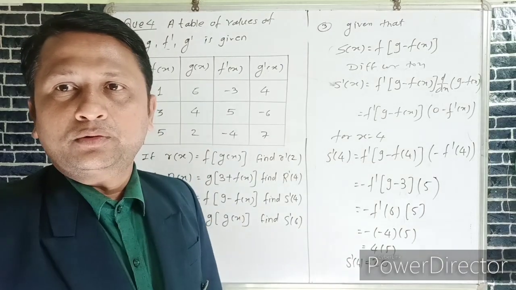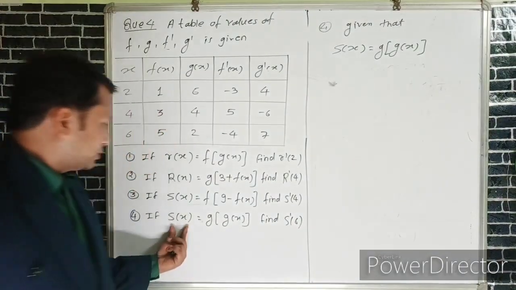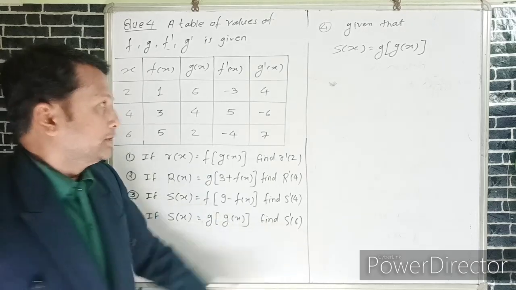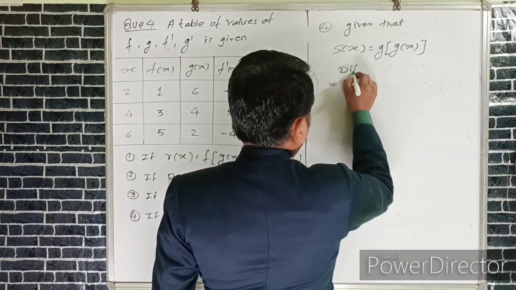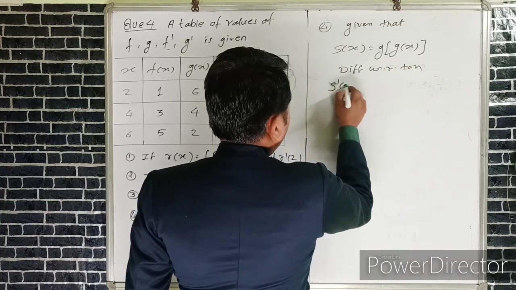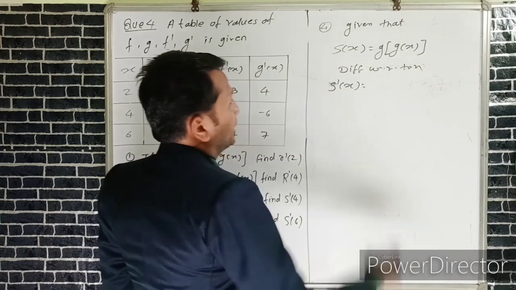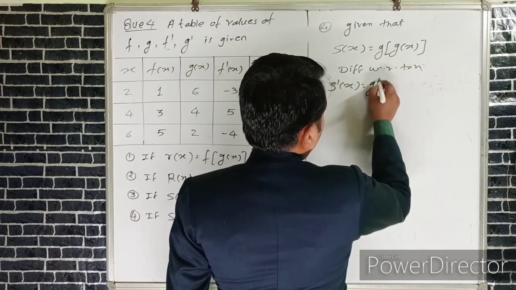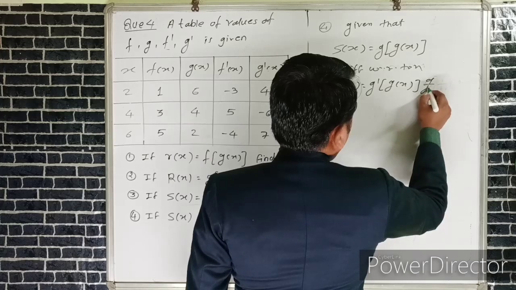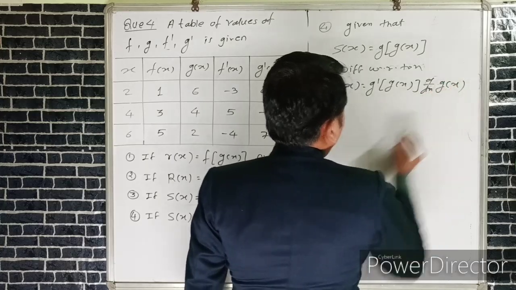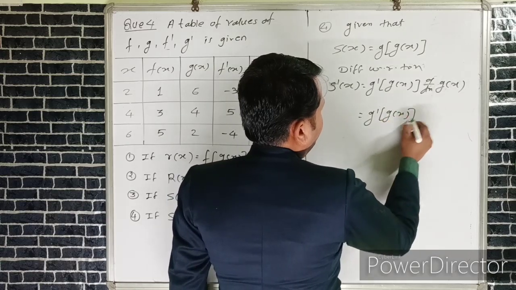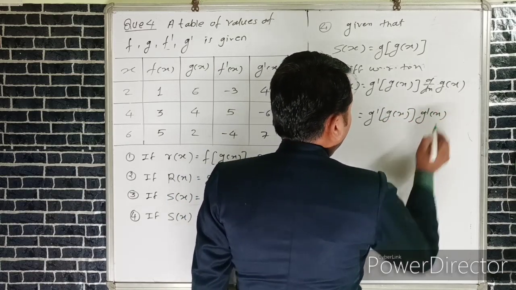After that, last one, s of x is equal to g of g of x. We have to find the value of h dash of 6. If we differentiate s of x with respect to x, then we get s dash of x. The derivative of g of g of x is g dash of g of x, into again the derivative of g of x, which is g dash of x.